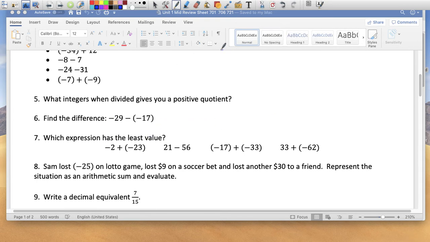Which expression has the least value? Careful here. When it says least value, you want the number that's furthest to the left on the number line. That's going to be your least value. This is negative 25, so the easy ones first. There are more negatives here, so that's going to be negative 29. And then 21 minus 56 is 21 plus negative 56, which equals negative 25 as well. So out of the four numbers, which one is furthest to the left is this guy. So this one has the smallest value.